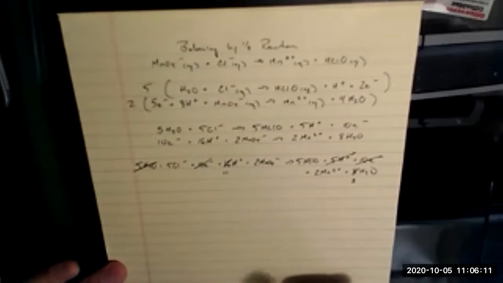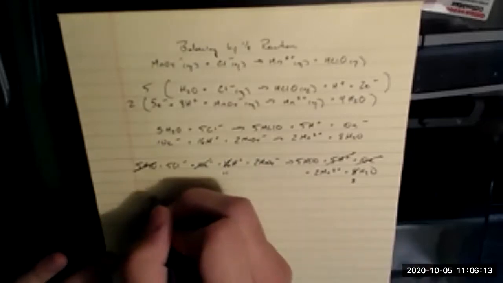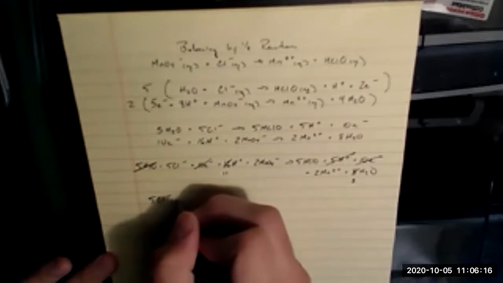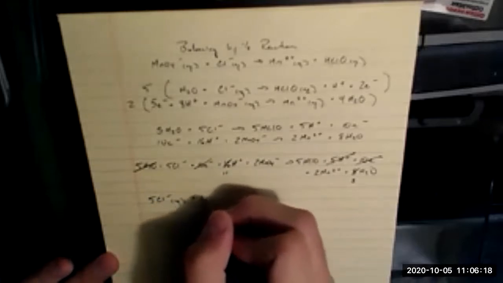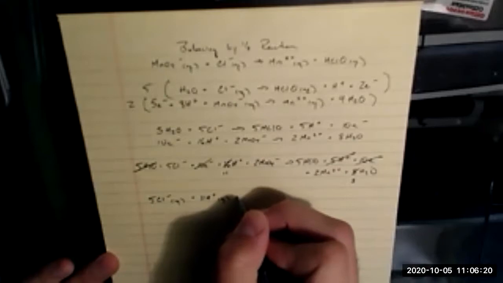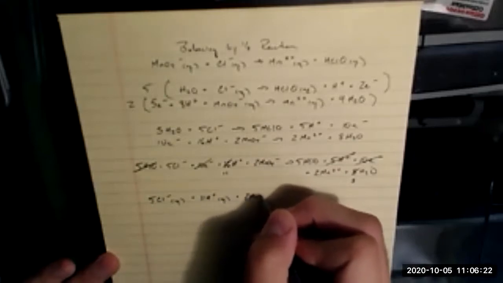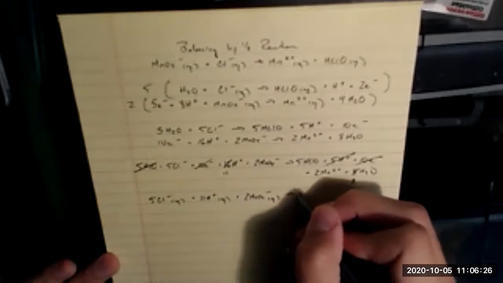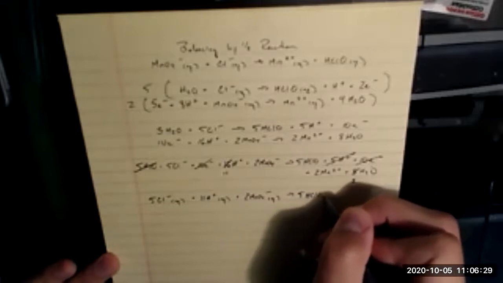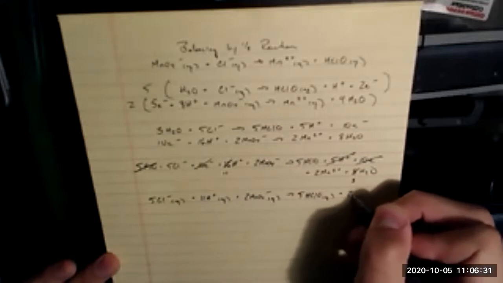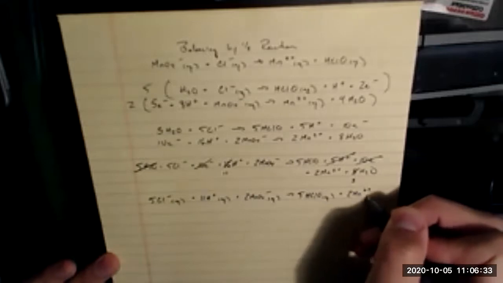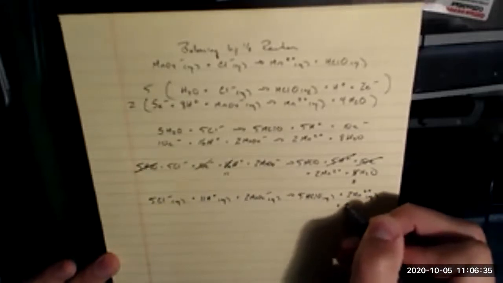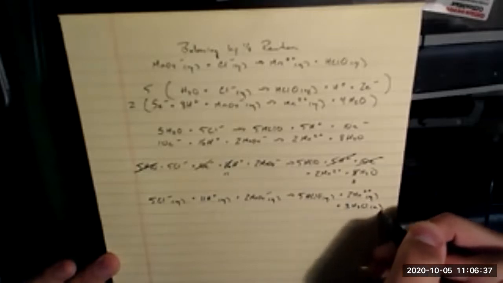So the final step is to rewrite the reaction, including my states. 5Cl minus aqueous plus 11H plus aqueous plus 2MnO4 minus aqueous goes to 5HClO aqueous plus 2Mn2 plus aqueous plus 3H2O, which is a liquid. Okay. Then I can check my answer.